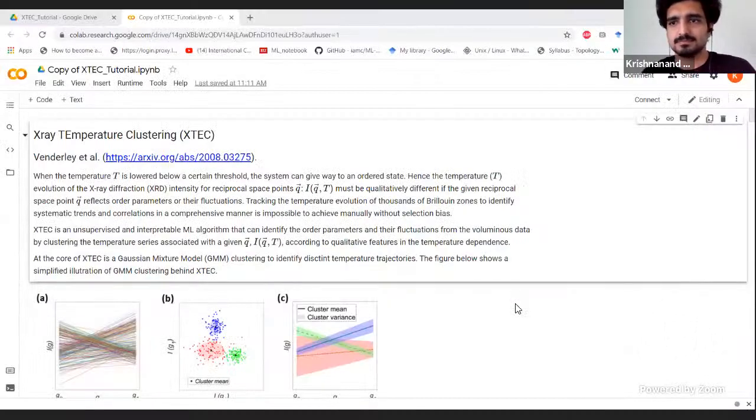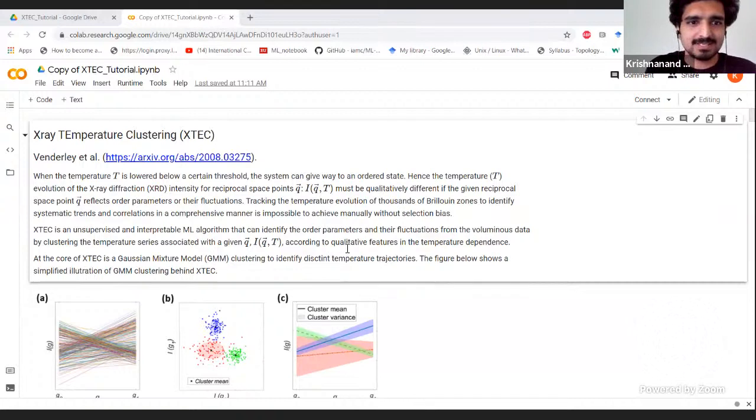Great, thank you, Sanae. And next is Krishna. The Gaussian mixture model was the core of a tool that we developed for dealing with large volume data of X-ray diffraction data. Krishna's notebook will cover how we use the Gaussian mixture model, and he's going to tell you about his notebook.